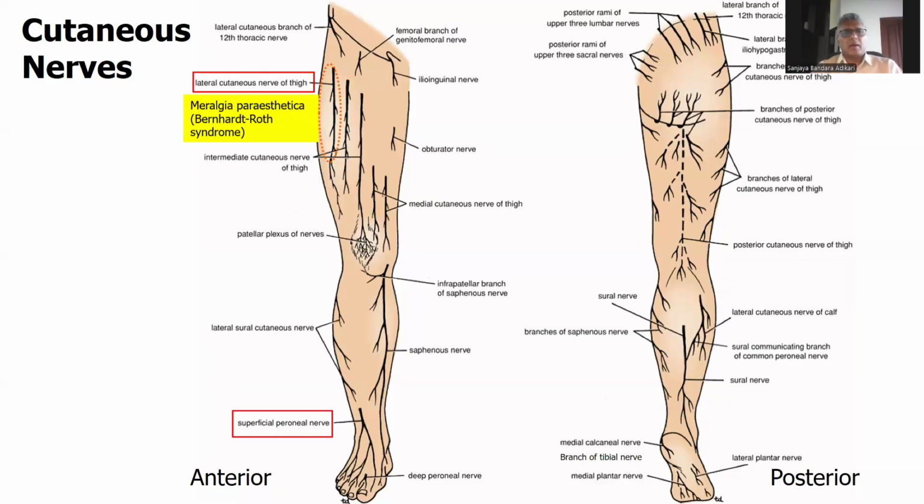Then the cutaneous part, the remaining part, it emerges to the anterior aspect of the leg, and it actually supplies the dorsum of the foot. So then the other important one is the deep peroneal nerve. Deep peroneal nerve is the nerve of the anterior compartment of the leg and the dorsum of the foot. Both muscles are supplied by the deep peroneal nerve.